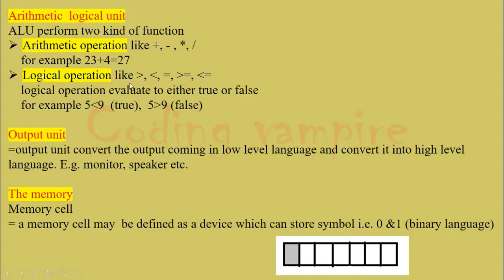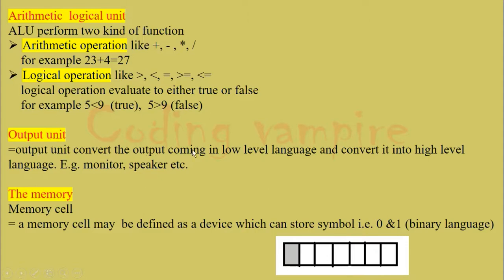Logical operations are like greater than, less than, equal to, greater than or equal to, less than or equal to. Logical operation evaluates to either true or false. For example, 5 less than 9, so it will be true. 5 greater than 9, it will be false. So in arithmetic operation you would get result in some number, but in logical operation the answer would be either true or false.